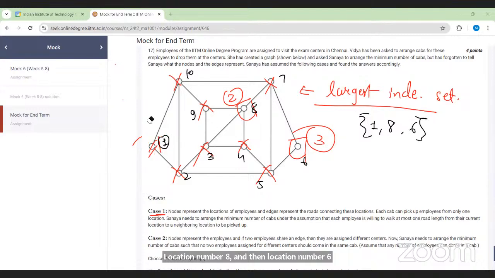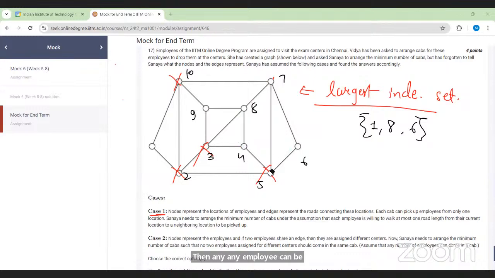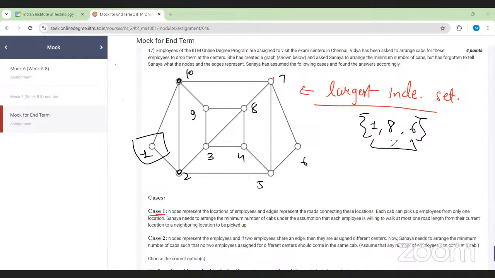If I send my cap to these 3 locations, then any employee can be picked up, right? We can pick any employee. Is the statement correct? Yes, ma'am. No, because if I send a cap to vertex number 1, then employees at location number 10 and 2 can walk up to location number 1 and take the cap. So that means this would be an answer.